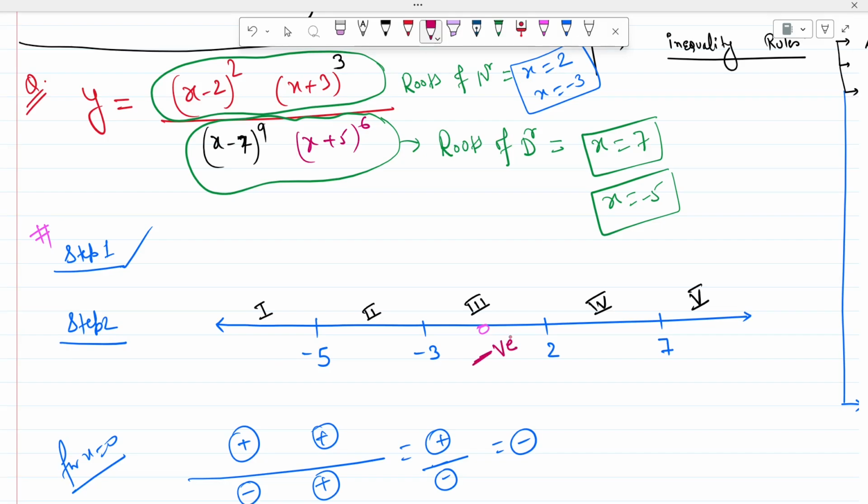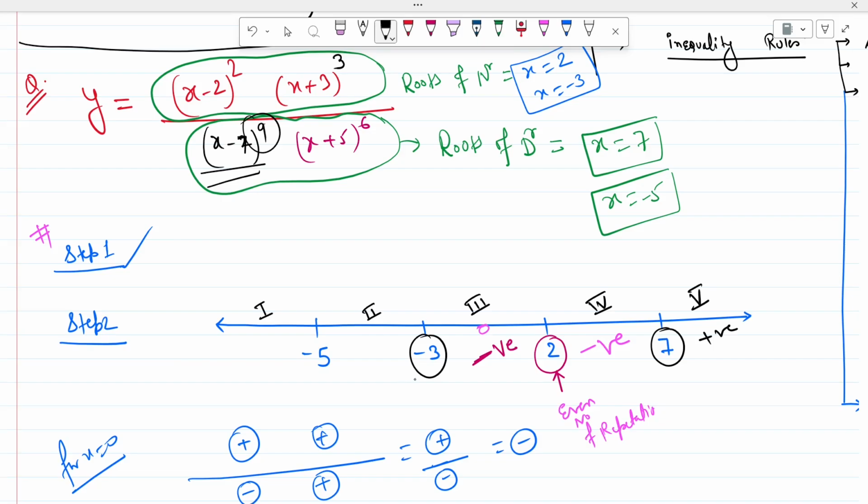Is it okay till here? Now suppose you want to find the sign to the right side of 2. Check how many times this 2 is coming. The power is 2, so it is coming 2 times, an even number of repetitions. So if this side is negative, the other side should also be negative. 7: how many times is it coming? The power was 9, so it is coming 9 times, which is odd. So it will be the positive one. Are you getting this point?